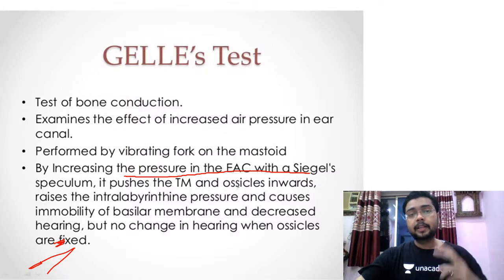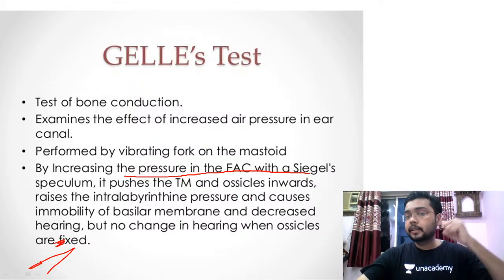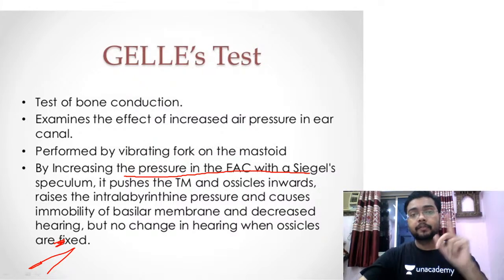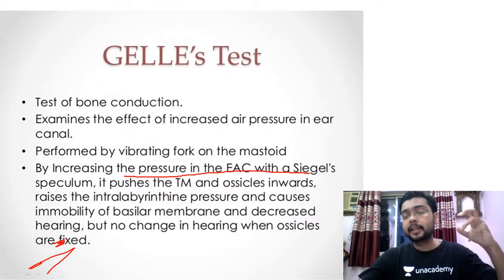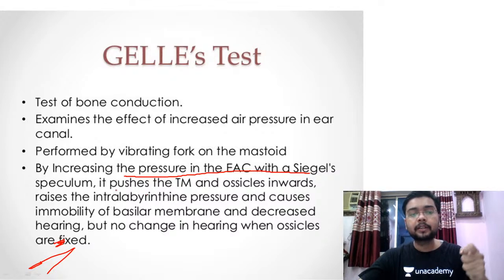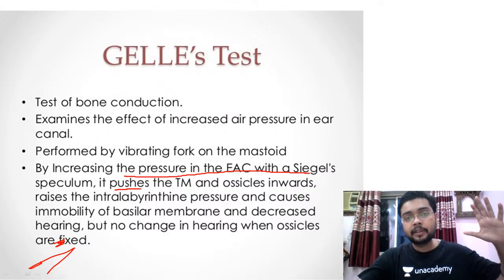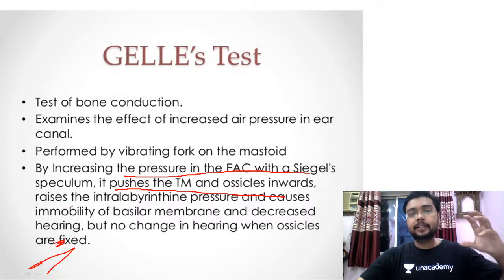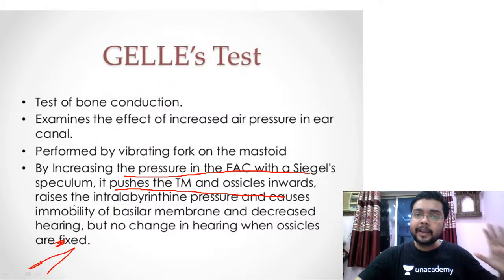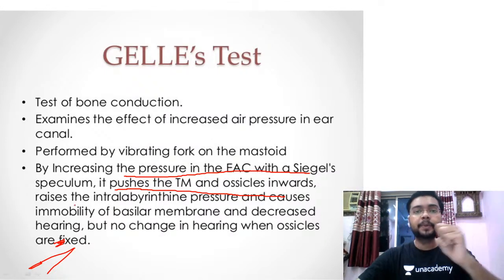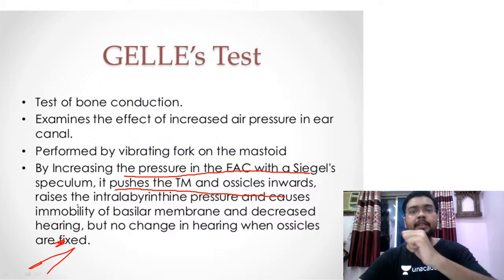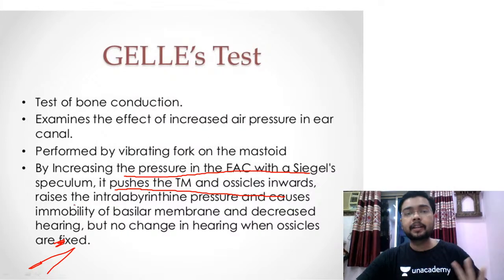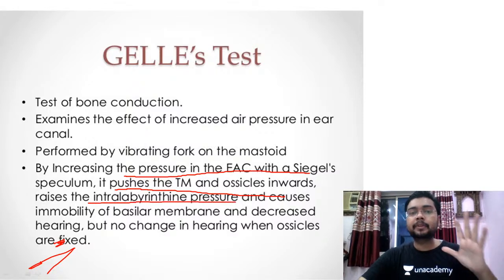So let us assume two conditions. One where we are increasing the pressure with the Siegle's speculum, and the second when it is normal. So when you are increasing the pressure in the external auditory canal by the use of Siegle's speculum, what will happen? Your tympanic membrane will experience a pressure and it will get pushed inside. Ossicles will be pushed inside, and thus finally this increased pressure will get transferred to the inner ear by the stapes footplate. So the footplate will compress the oval window and it will increase the intralabyrinthine pressure.